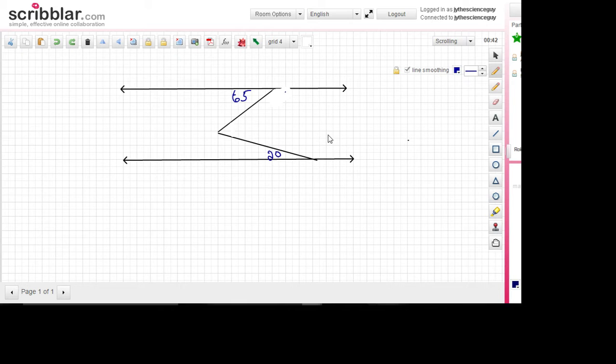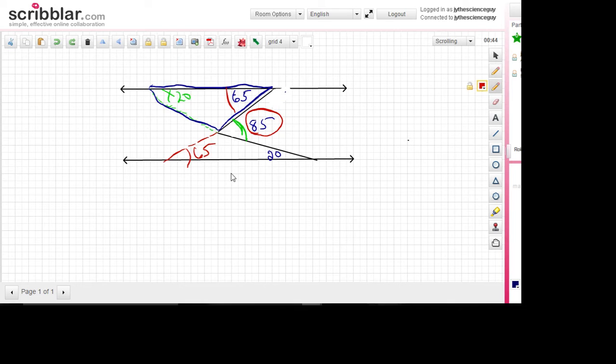I can do the question exactly the same way by extending this line. If this is 65, then what is this angle? 65. Then what do you get when you add those two angles together? The 65 and the 20 in the bottom triangle? You see how that's the same answer?